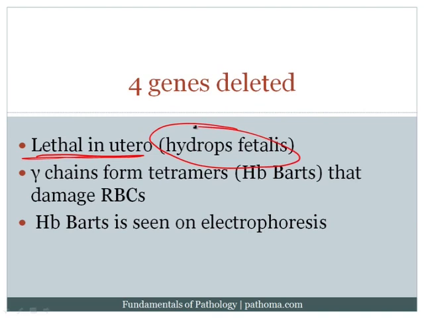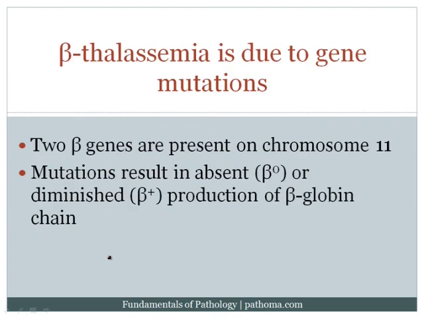It's also called hydrops fetalis. Now, what would we see on hemoglobin electrophoresis? We'd see hemoglobin Barts. And what is hemoglobin Barts? It is a tetramer of gamma chains. All right, so that's alpha thalassemia.